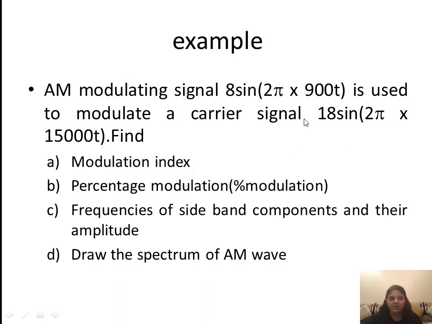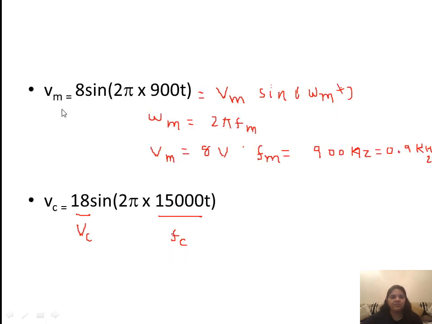Now the equation is Vm is equal to 8 sine 2 pi into 900t. So it is Vm sine omega mt, where omega m is equal to 2 pi fm. It is given in the 2 pi fm form. By comparing, capital Vm, the maximum amplitude of the modulating signal, is 8 volt. Fm is equal to 900 Hertz, which is 0.9 kilohertz.